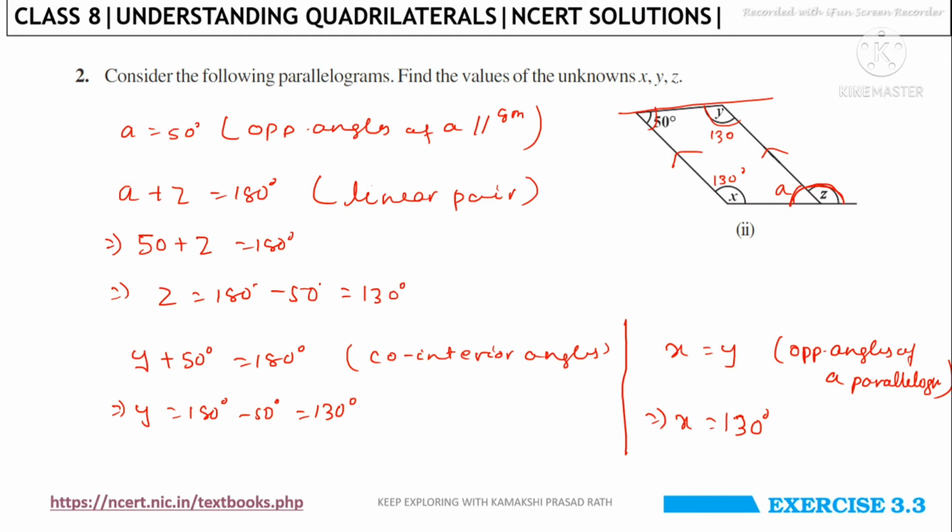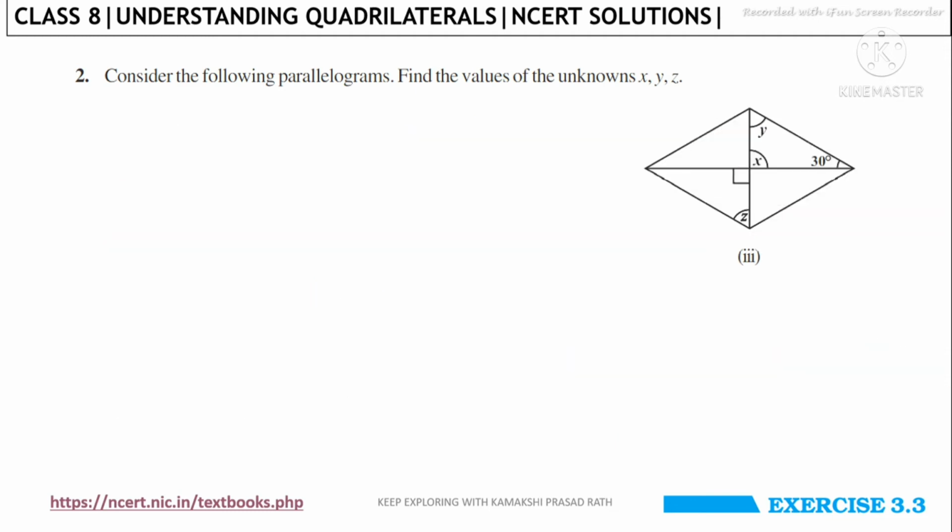So here we can see, first we found Z using the internal angle, then we found Y using 50 degrees, and we found X using Y. Now the next question says, consider the following parallelograms, find the values of the unknowns X, Y and Z.